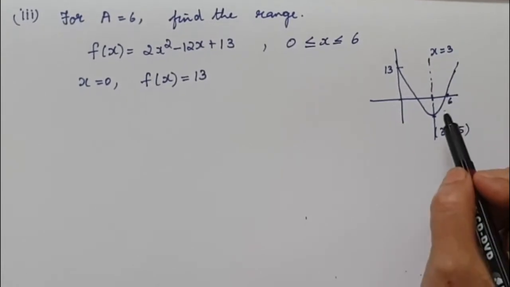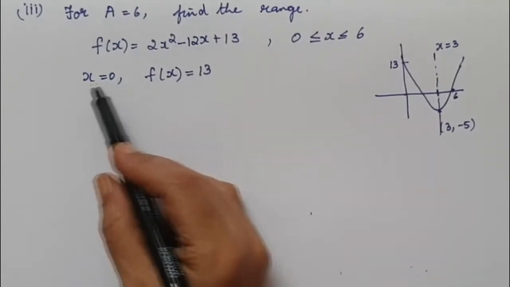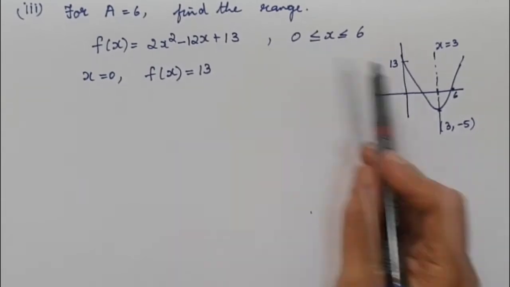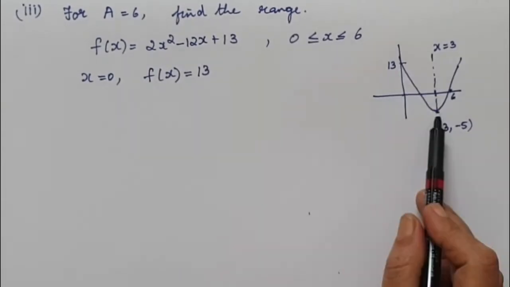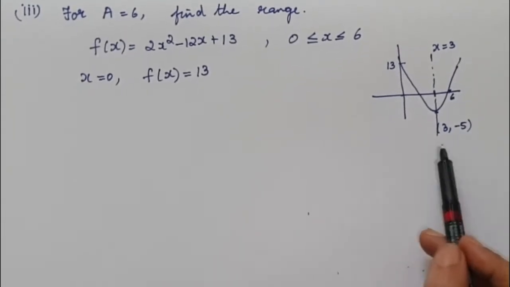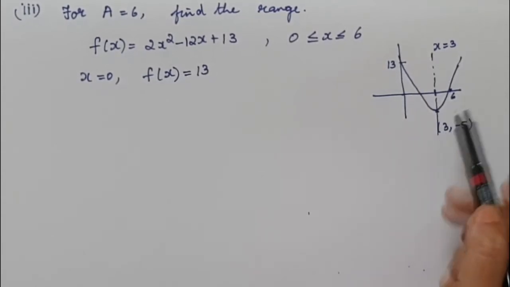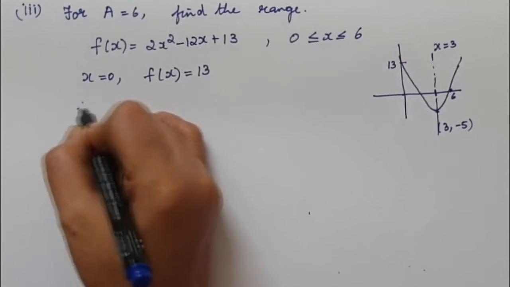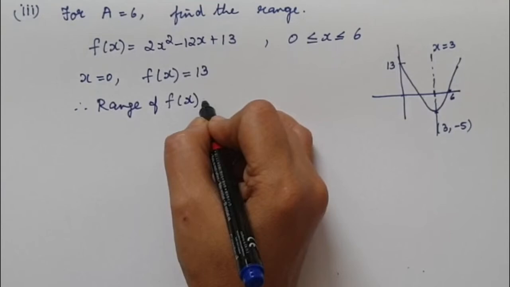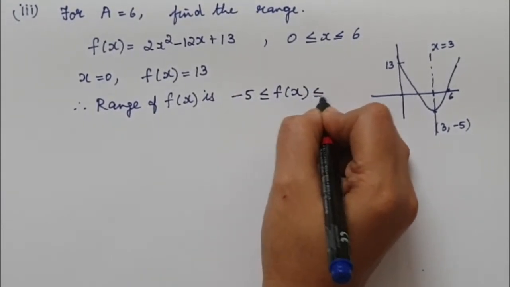We need to find what will be the values of our range. For that, we just substitute x equal to 0. When we substitute x equal to 0, we get a maximum y value, that is 13. Minimum y value will be equal to -5. More than this, the graph will not go down. The maximum it can go is 13 and the minimum it can come is -5. Therefore, the range of f of x is -5 less than or equal to f of x less than or equal to 13.